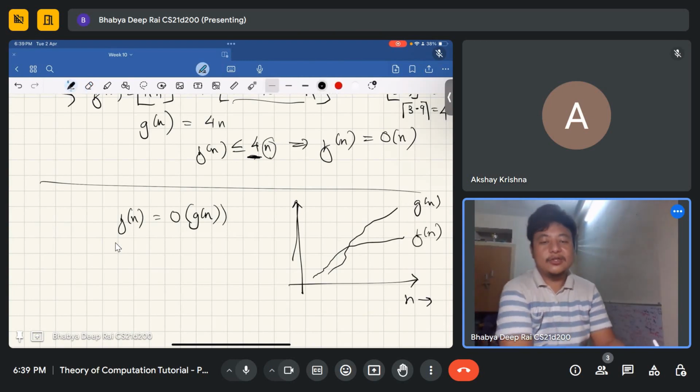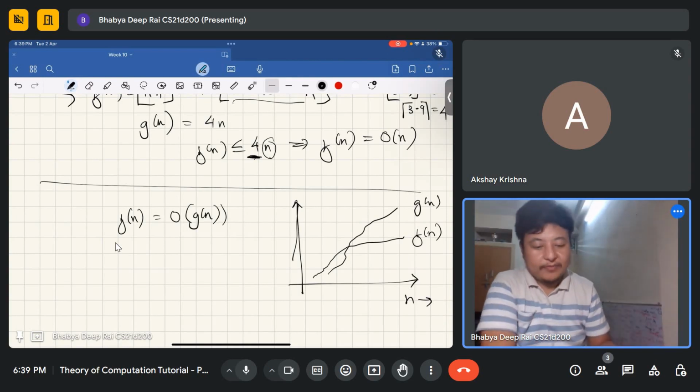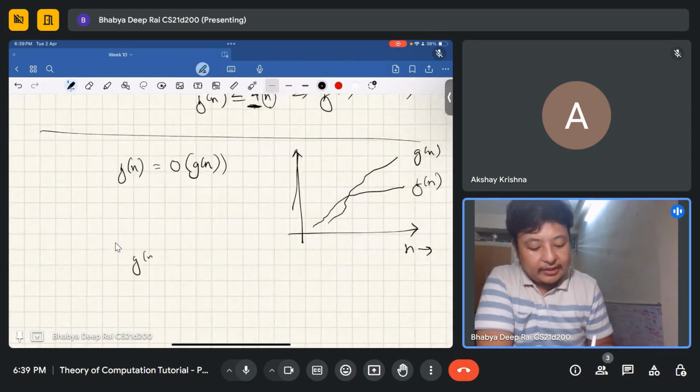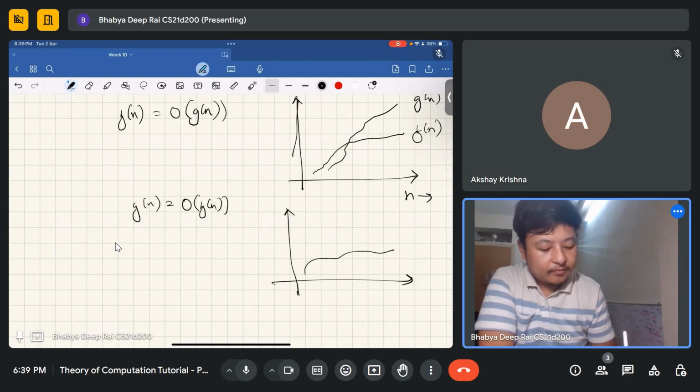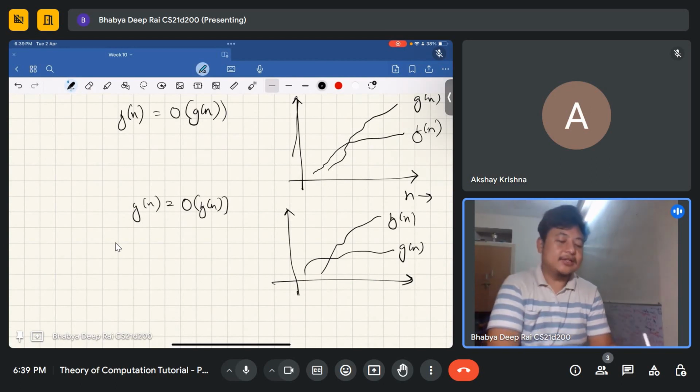Okay, if we plot it, Gn is always growing faster, and Gn is equal to order of Fn means Fn is always growing faster than G.